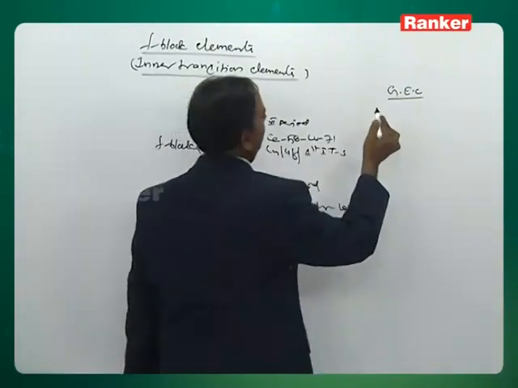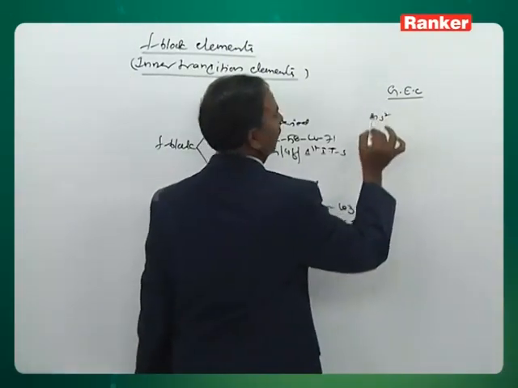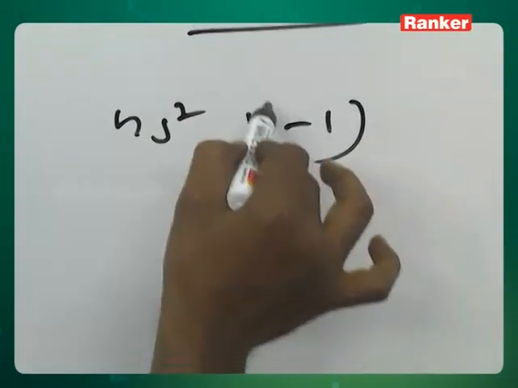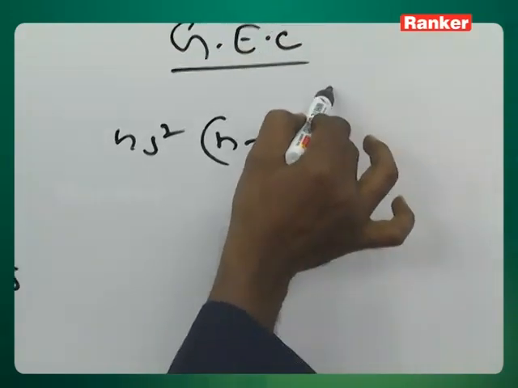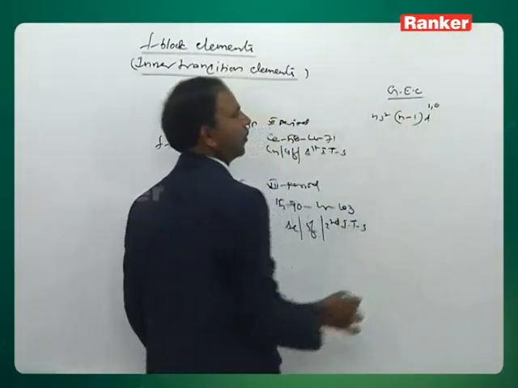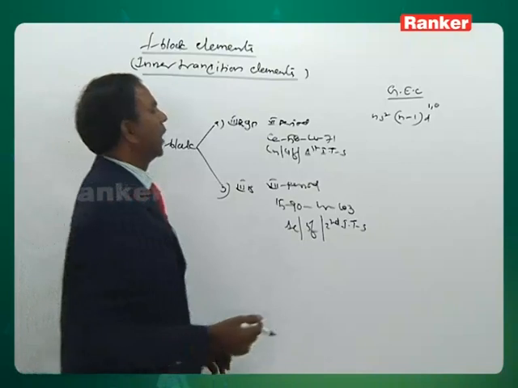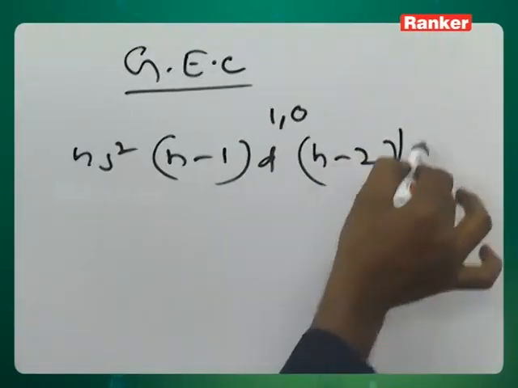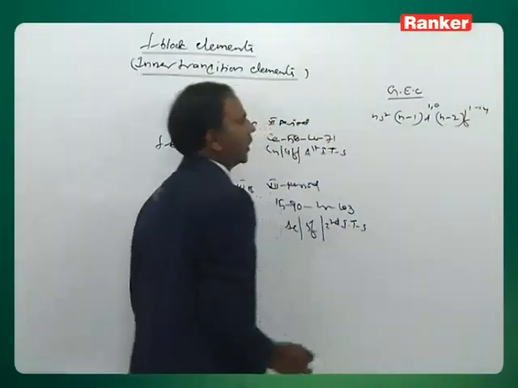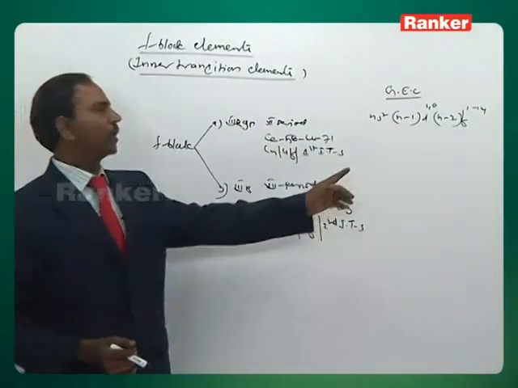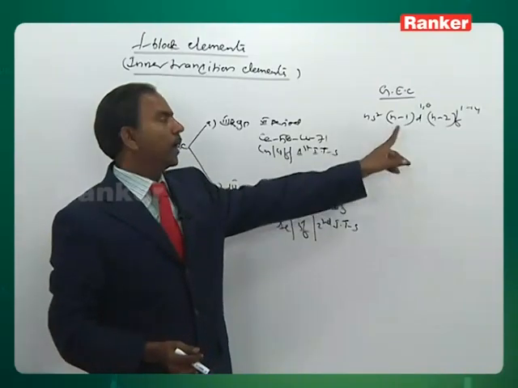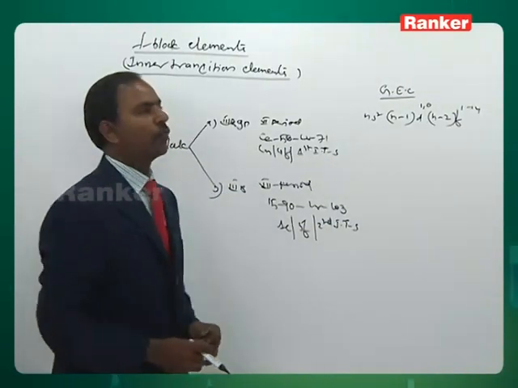While showing the general electronic configuration, we have to show the valence shell: ns2, then (n-1)d, which in some of the elements is 1 and in some of the elements is 0, so we write 0 or 1, and then (n-2)f 1 to 14. The general electronic configuration of lanthanides is ns2 (n-1)d0-1 (n-2)f1-14.